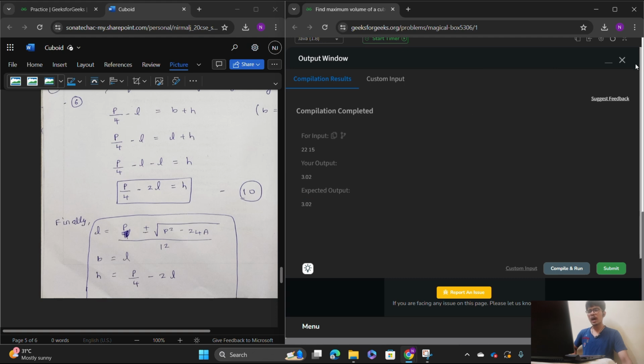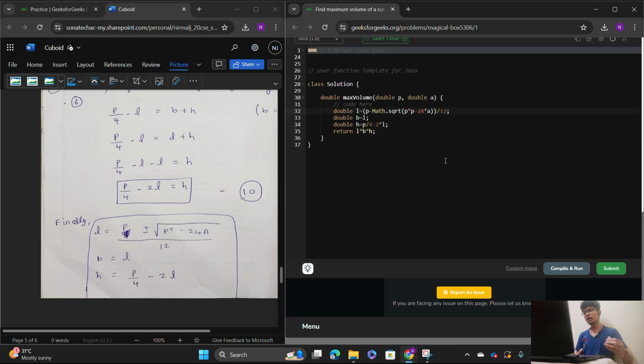So we are going to get the maximum value when our equation is like this: p minus math dot square root of p square minus 24a by 12. So our maximum volume is going to be in this case when I put minus. So this is our expected output. So let me submit and see.